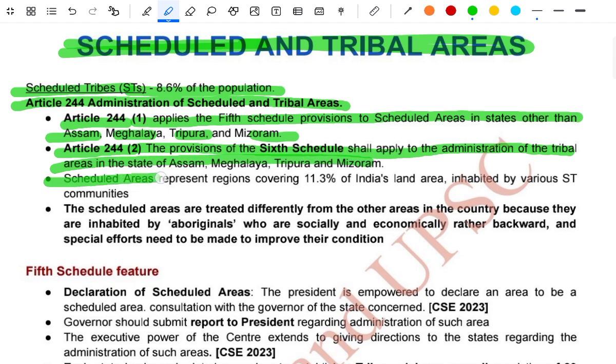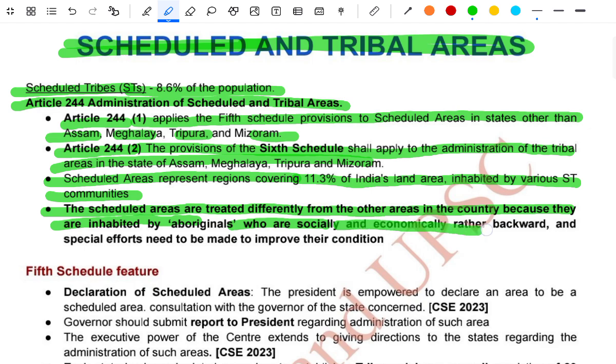Scheduled areas are present in regions covering 11.3% of India's land area, inhabited by various ST communities. The scheduled areas are treated differently from other areas in the country because they are inhabited by aboriginals who are socially and economically backward, and special attention needs to be made to improve their condition.